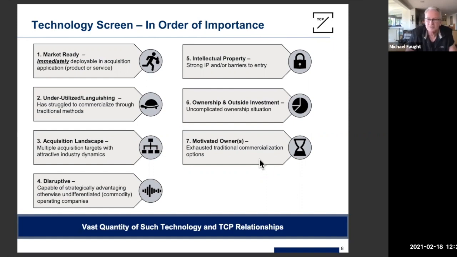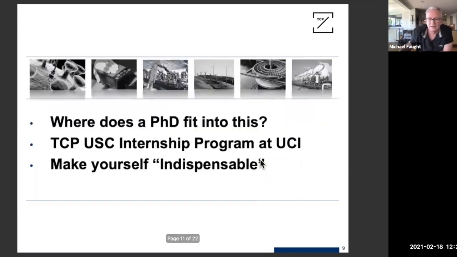Can this technology be deployed into an industry that's populated by a lot of undifferentiated competitors, so that we have numerous acquisition targets to choose from and to negotiate with? I'm not going to read you the whole slide here. We can come back if you have questions, but we're looking for technology that's ready, that's languishing, and that can enable us to drive growth in companies that are otherwise what we used to call also-rans, right? They're just another competitor with no particular advantage.